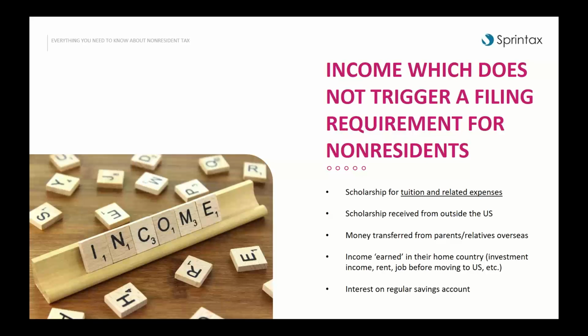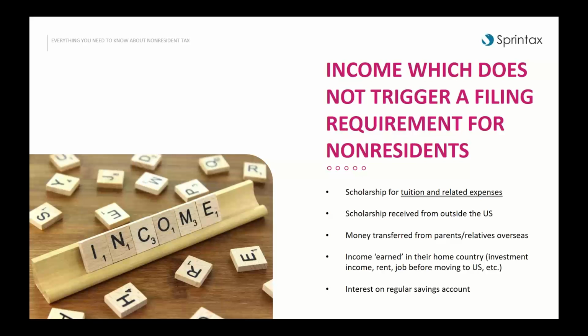But a really common question that we'd get from a lot of our international students and scholars is what income does not trigger a filing requirement for non-residents in the US? So we've some of the popular examples listed here. The first is scholarship for tuition and tuition-related expenses. So if you've received a scholarship for just tuition or tuition-related expenses, that's generally non-taxable, non-reportable on your return. But if you've received a scholarship that covers other expenses like room and board or housing allowance, for example, typically that would be deemed taxable and reportable on your tax return.